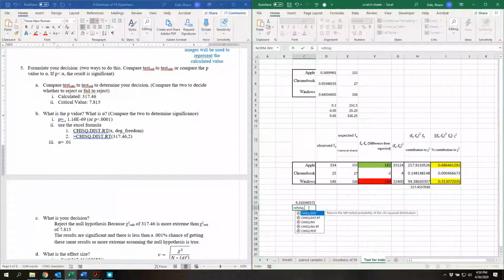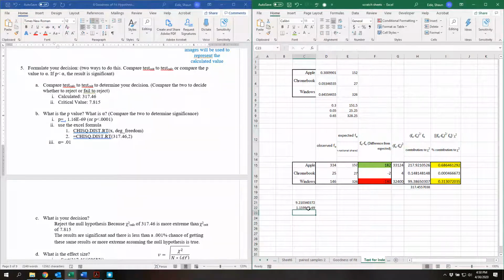Chi-squared dot dist dot right tail, and we need to put the chi-squared value, which is going to be 317.46, right there, and then the degrees of freedom is going to be 2, and that's going to give us 1. Yep. So if you round that, 1.1599 or 1.16 to the negative 69th. So that's how you calculate that.